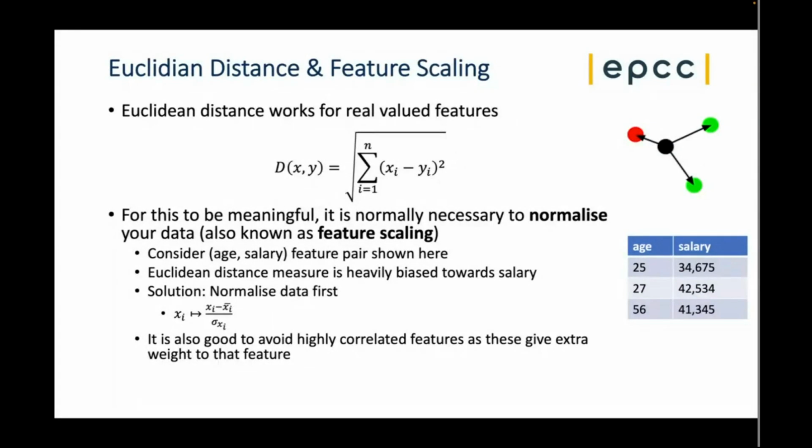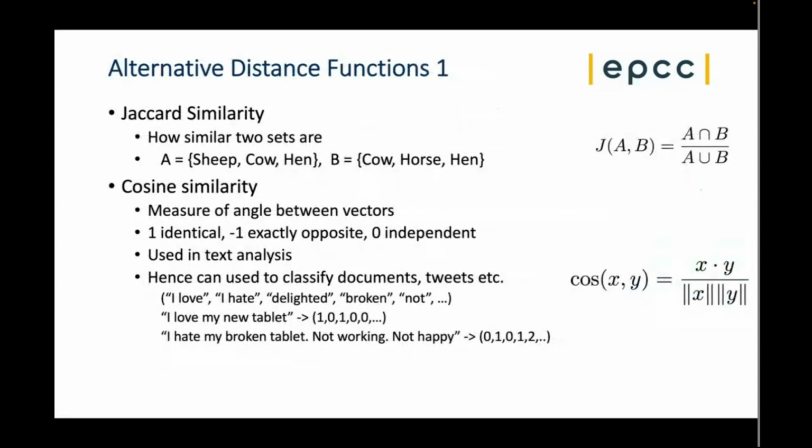So for real valued features, Euclidean distance works quite well. But here are some examples of other distance functions you can use, because remember, these same kinds of algorithms can be used whether you're classifying text or images or tabular data. So imagine you're trying to look at two sets, where one set contained sheep, cow, and hen, and another set contained the words cow, horse, and hen. So maybe you're trying to do document classification based on just the words that are in the document, for example.